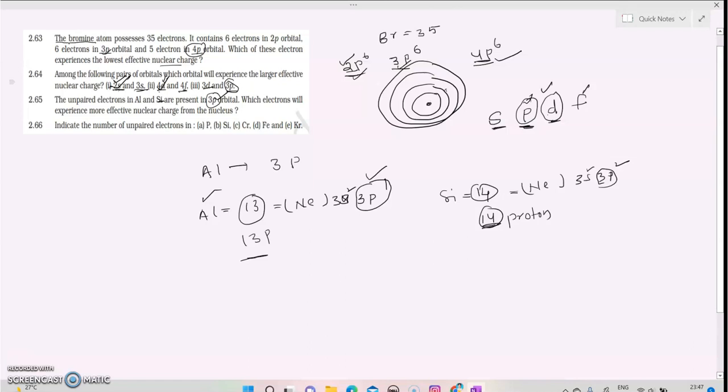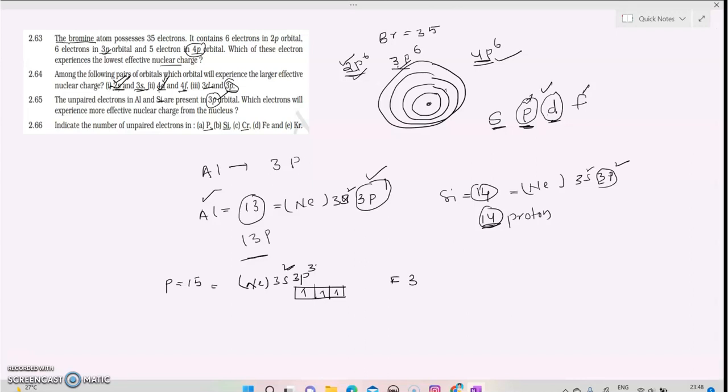Indicate the number of unpaired electrons in phosphorus, silicon, chromium, iron and krypton, they have given. So phosphorus atomic number is 15. We can write its electronic configuration as neon 3s2 3p3. So the number of unpaired electrons in the p orbital, how many? The s orbital is paired, so the p orbital electrons are unpaired. So the number of unpaired electrons in phosphorus is 3.